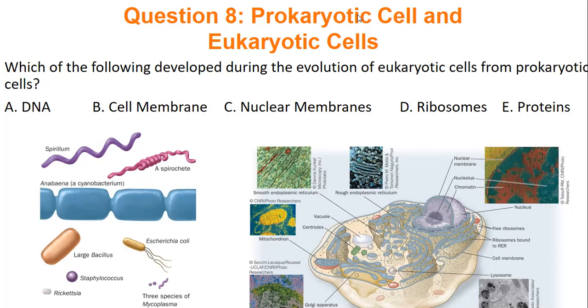So just to make sure we remember, here's another question that we should have learned in first year biology, hopefully. So it's a good way to refresh yourself. During the evolution of eukaryotic cells from prokaryotic cells, what developed? What was created when eukaryotic cells evolved from prokaryotic cells?